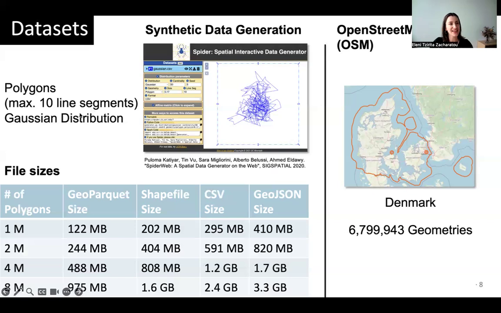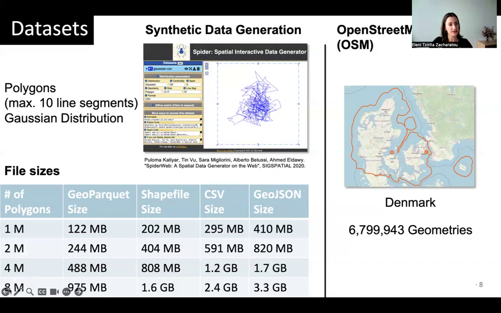So we exported the data from SpiderWeb in GeoJSON format, and then converted these GeoJSON files into the other file formats that we analyzed, that is CSV, shapefile, and GeoParquet. So in this table here, you can see the file sizes for the different dataset sizes and file formats. So moving from left to right, the file size increases, with GeoParquet being the most compact file format and GeoJSON the most verbose one.